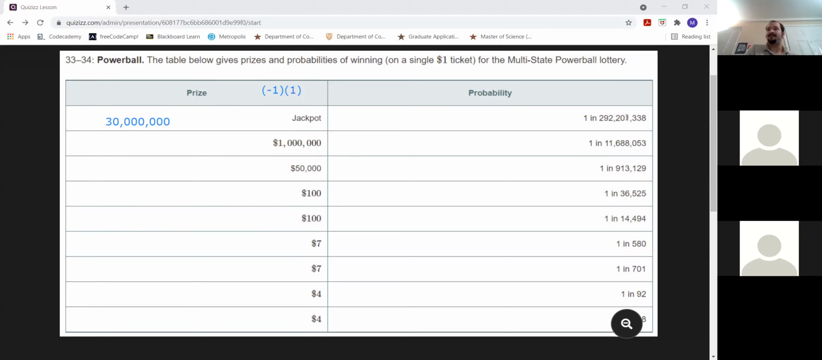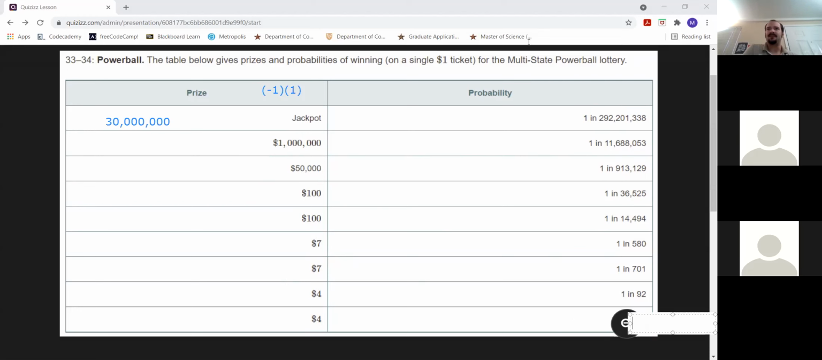And we have a 1 in 292 million chance. We got a prize of $1 million, and it's 1 in 11 million. 50K, and that's 1 in 913,000, so on and so on. I'm not sure why they do this twice. Maybe there's 2 different ways to win $100 is what I would assume. Maybe there's 2 different ways to win $7. If I'm being honest, I don't know.